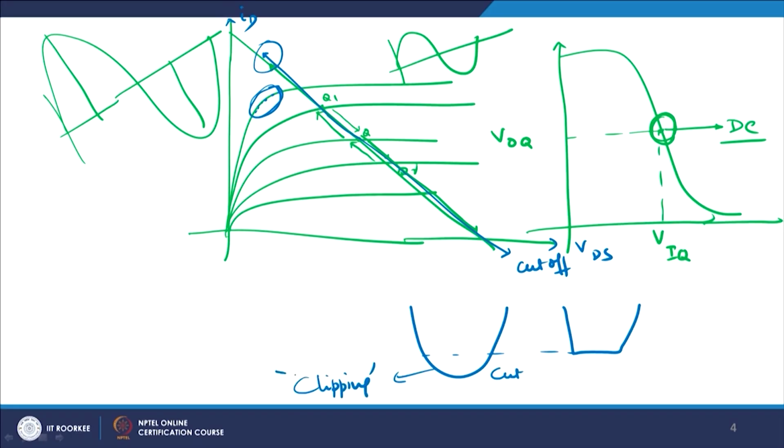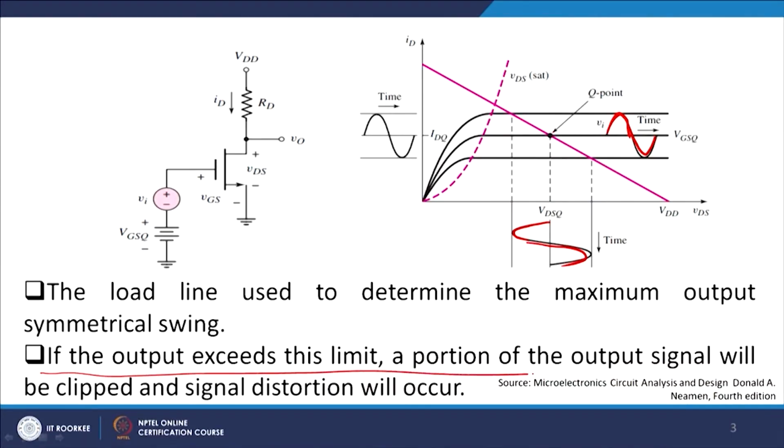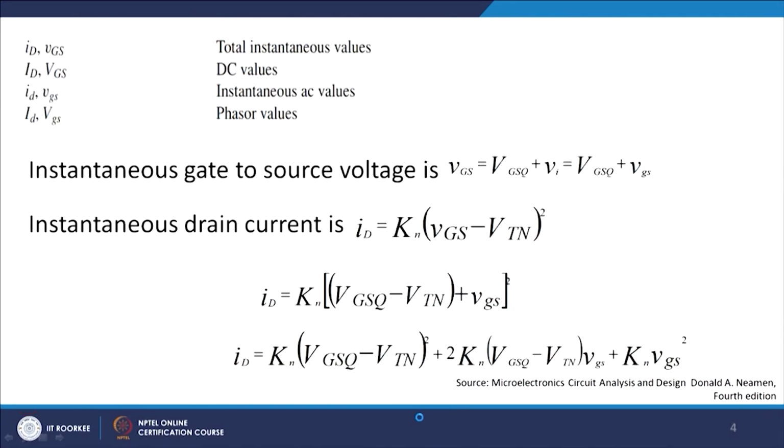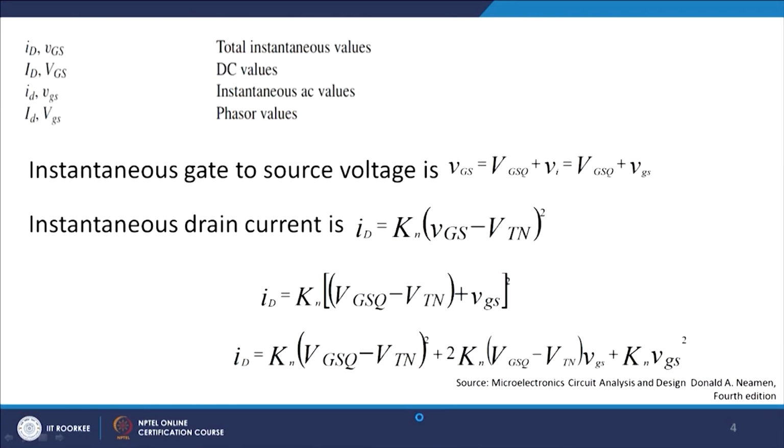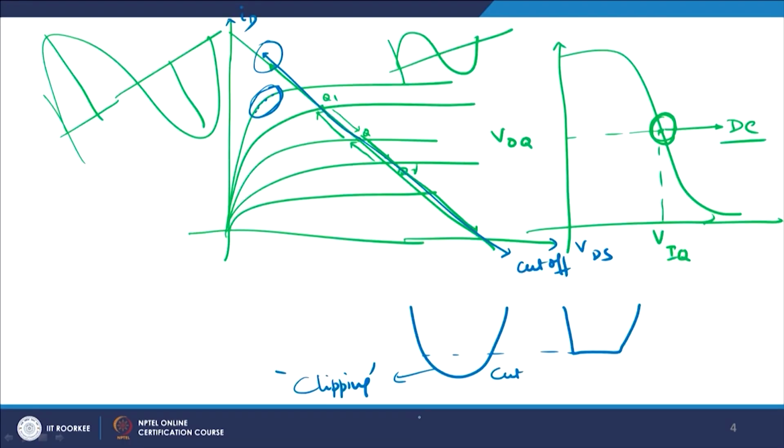So you need to ensure that your device biasing is very proper, and that is the next topic which I want to come to. And therefore I was saying that if the input or output exceeds this limit, a portion of the output signal will be clipped and signal distortion will take place. Now, let me explain to you the various biasing techniques which are available to us as far as the MOS device is concerned, right.